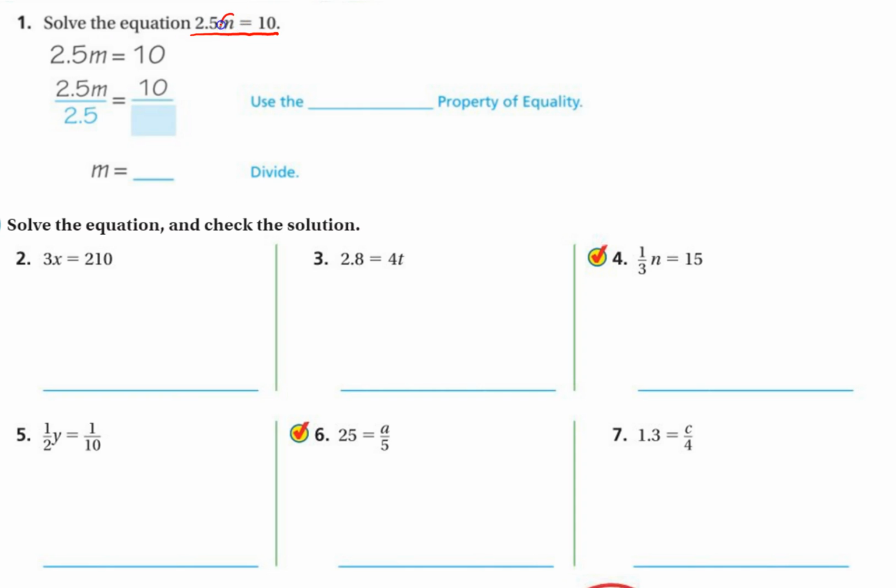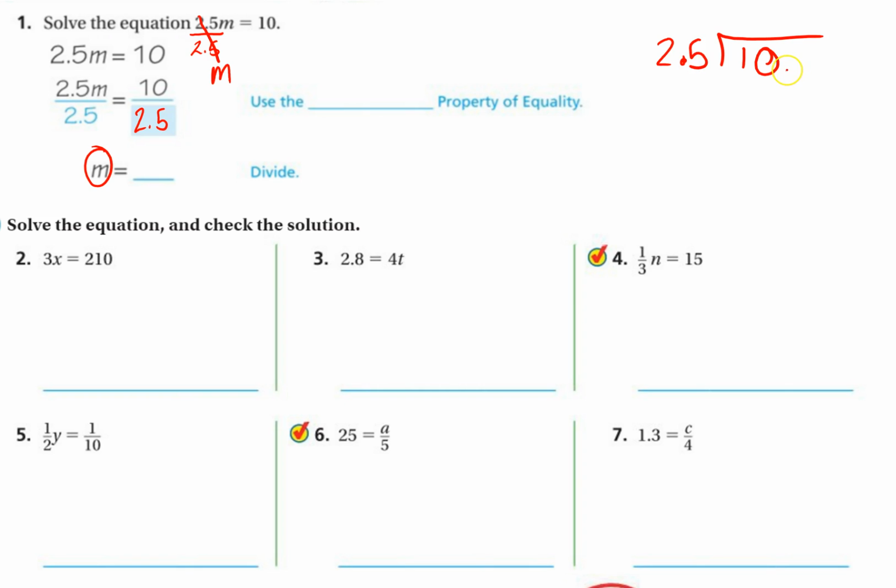Well, I want the m by itself. I always want the variable by itself. And this is multiplying 2.5 times m. So I want to do the opposite of multiplying, which is dividing. That will get rid of the 2.5, leaving me with just m. But then I also have to divide 2.5 into the 10 as well. Okay, so 2.5 into 10.